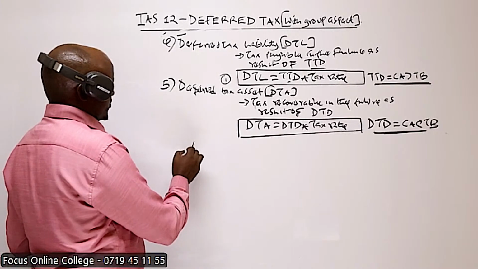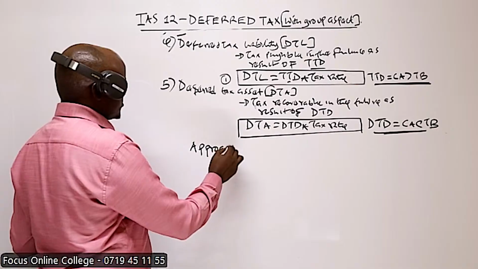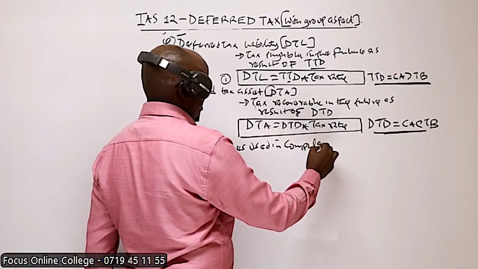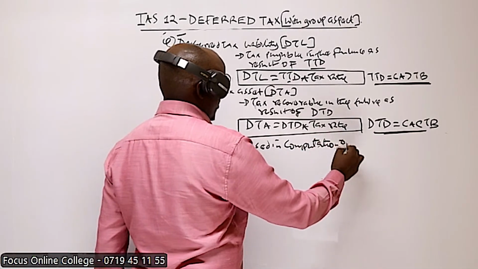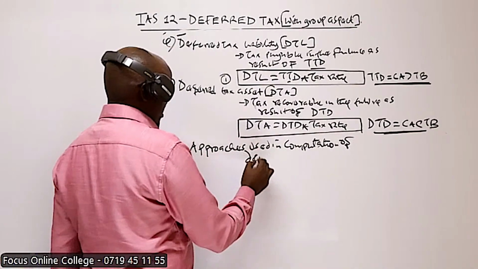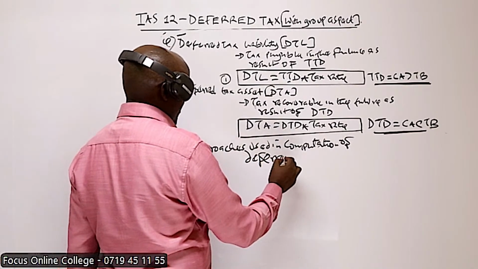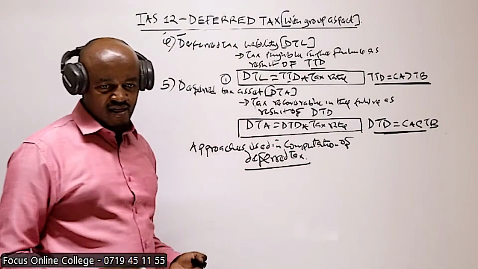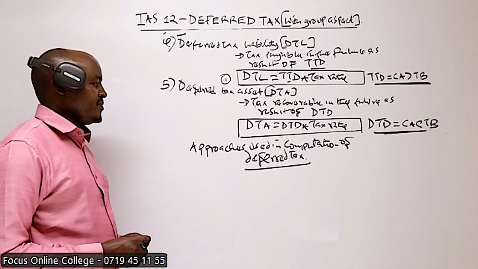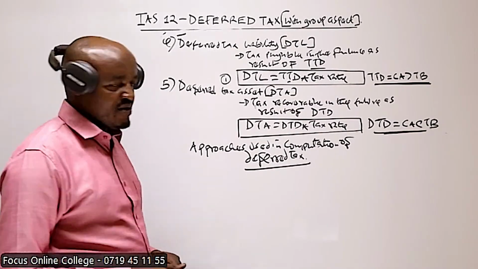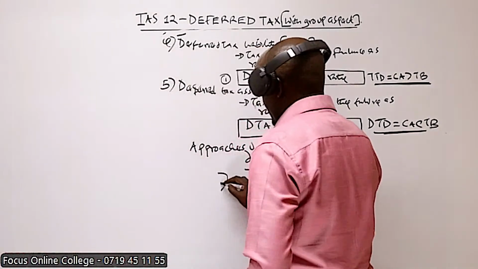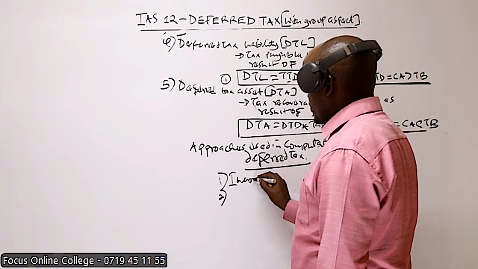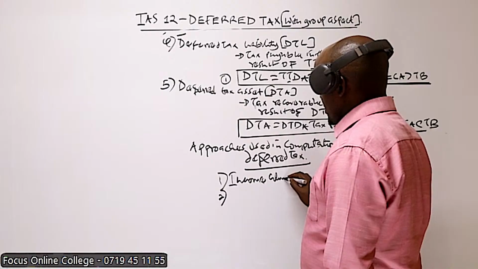Then from there, we proceed and look at the approaches used in the computation of deferred tax. If a company is computing the deferred tax, either the deferred tax asset or the deferred tax liability, which approaches can be used? Here we have two approaches which the company can use. Number one, we have the income statement approach.